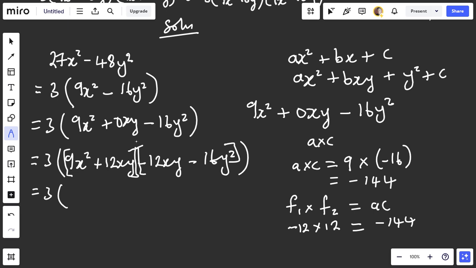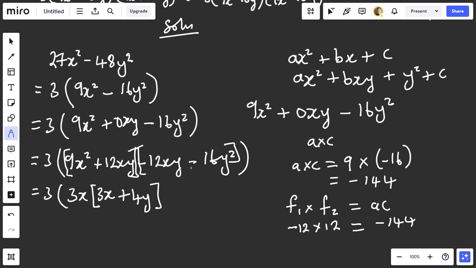From this first bracket that I introduced here, what is common between 9x squared and 12xy? Between 9 and 12, the common term is 3. Then x is common in the two terms, so you can factor out 3x. And what will be left in the bracket? If 3x divides 9x squared, we have 3x, and if 3x divides 12xy, what you will have is plus 4y.